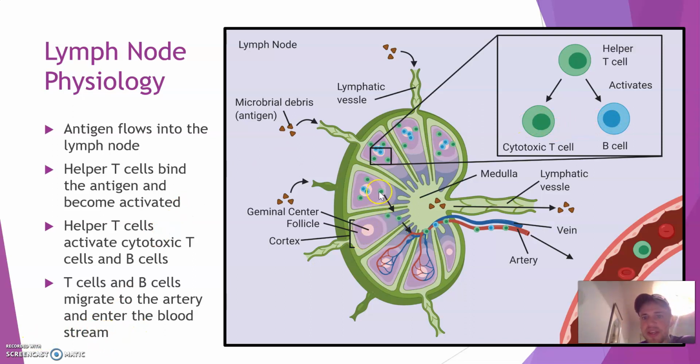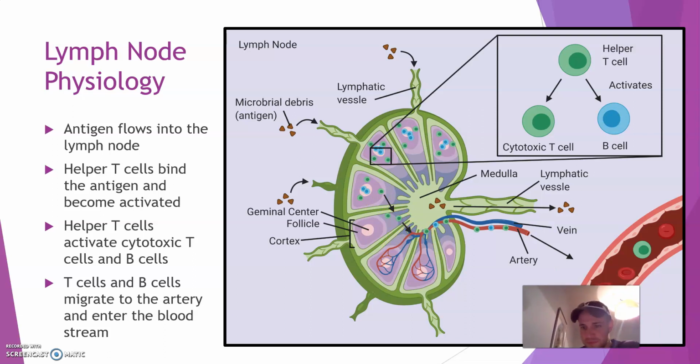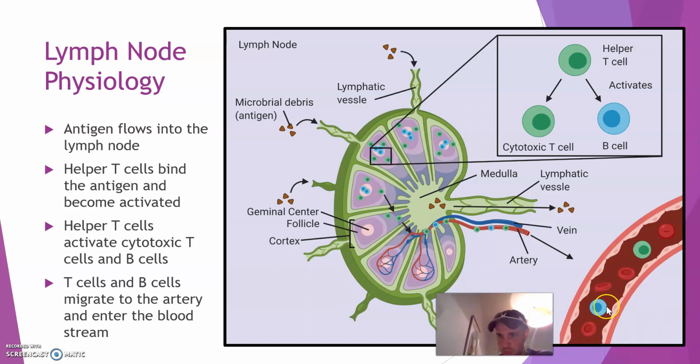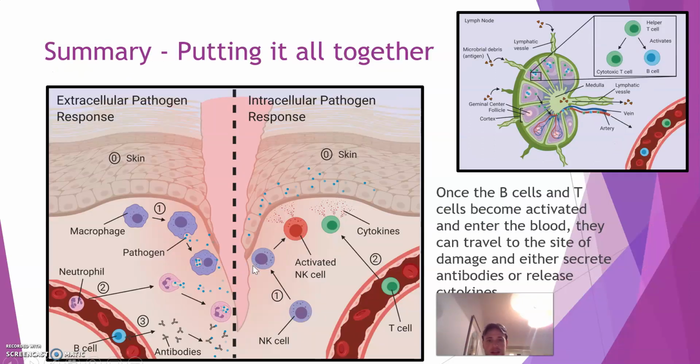Now, once cytotoxic T cells and B cells become activated, they then travel to the blood vessels. And if you remember, there are B cells and T cells in the actual blood vessel. That means they're coming out of the lymph node and traveling to the blood. And then, just to tie it all together, we have these T cells and B cells when they're in the blood, right?